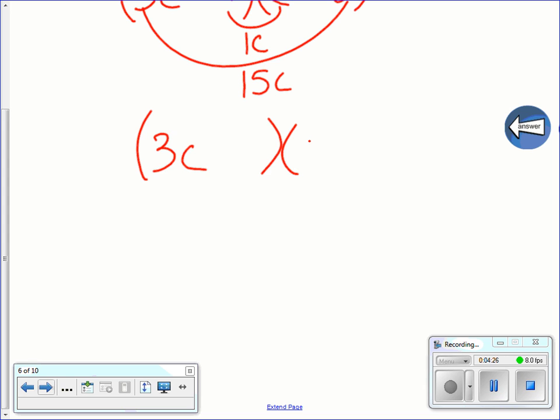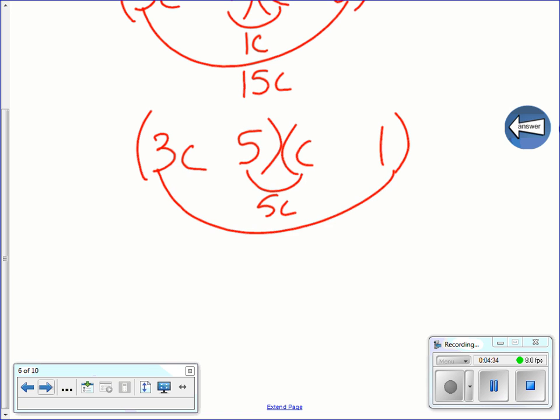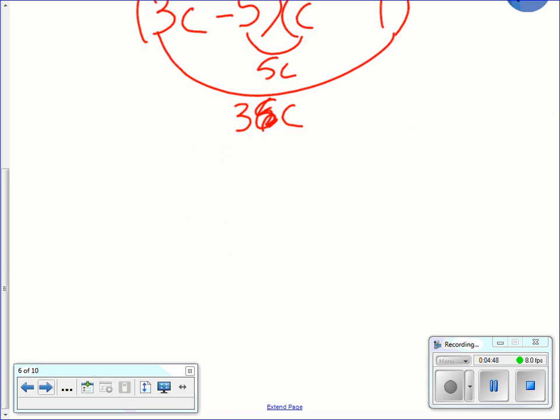3c and c. And then this time, let's put 5 here and 1 here. This is 5c, and this is 3c. I could subtract those to get 2. And my middle term is negative, so that has to be negative, and this has to be positive.